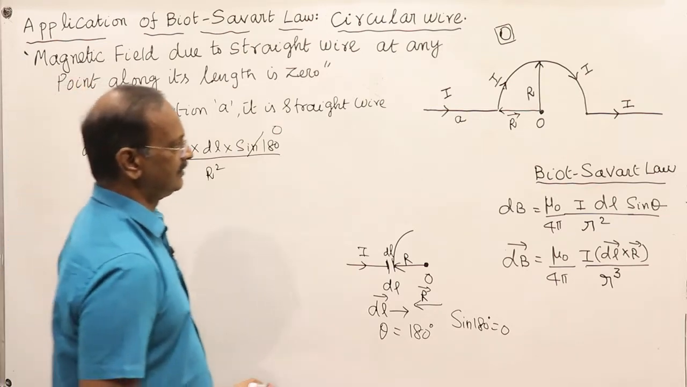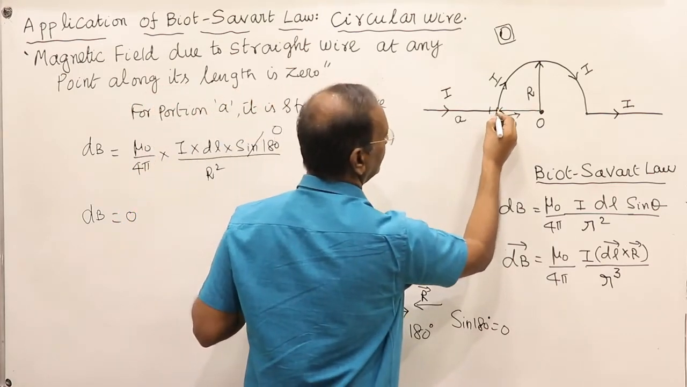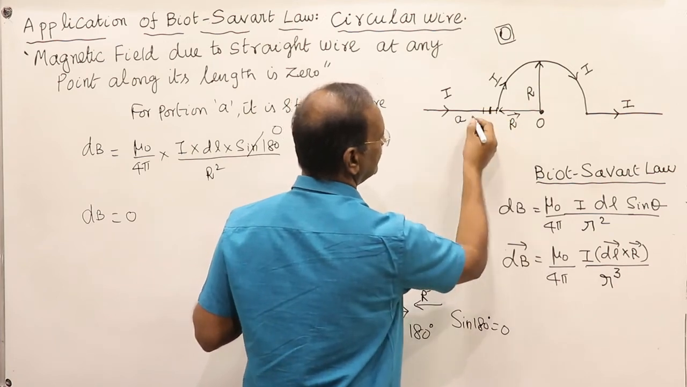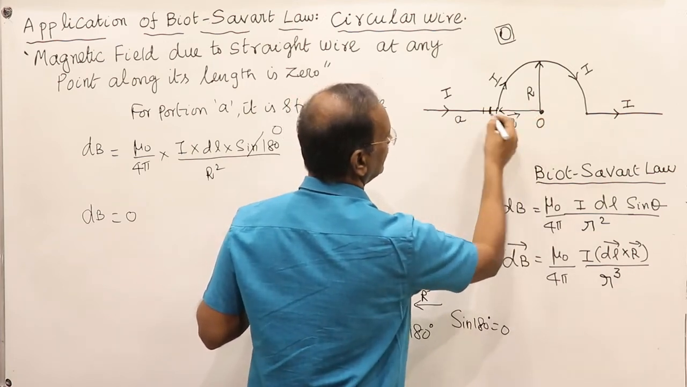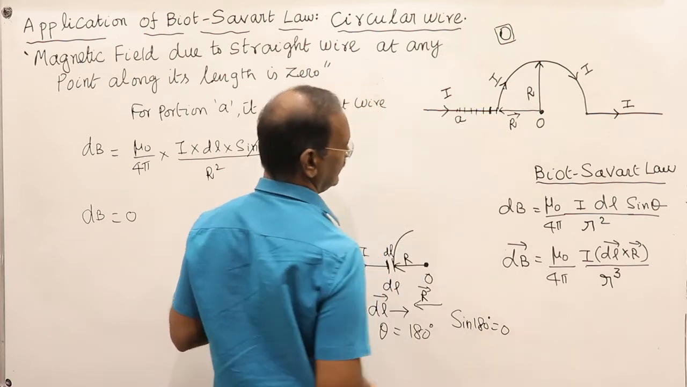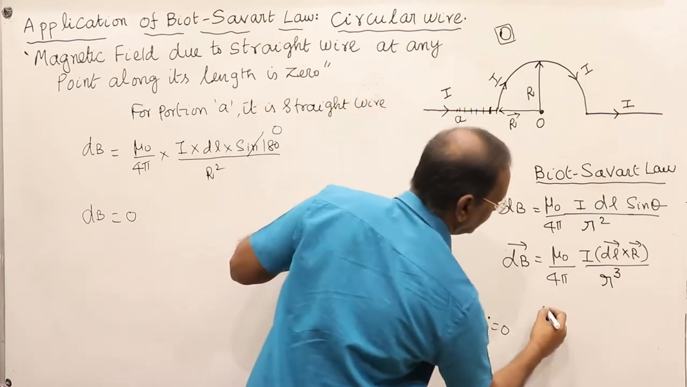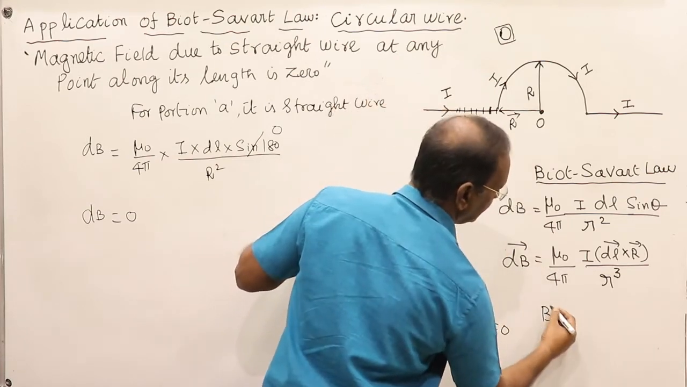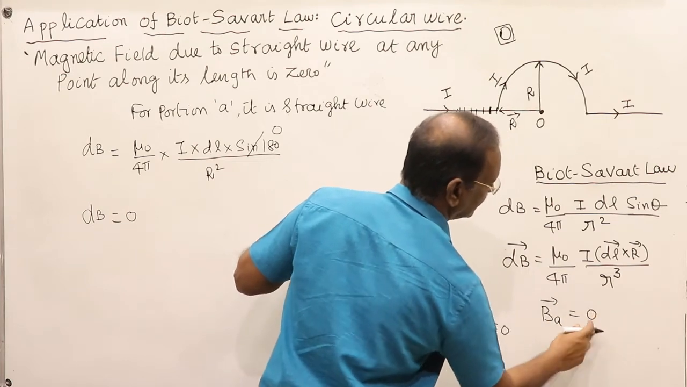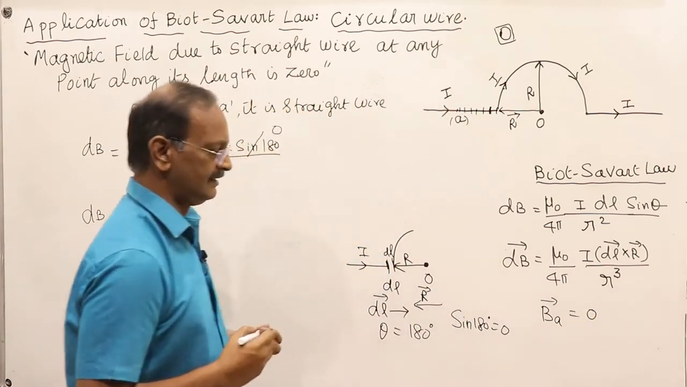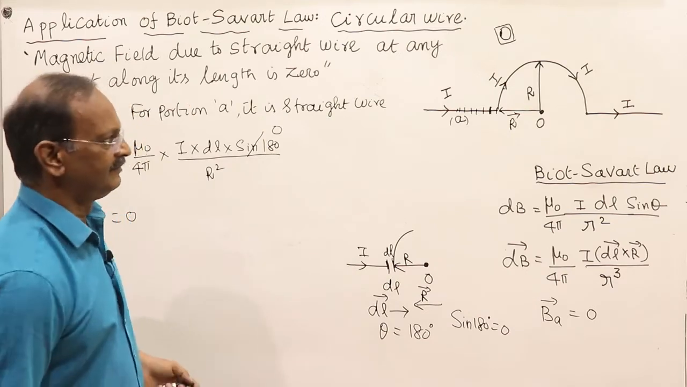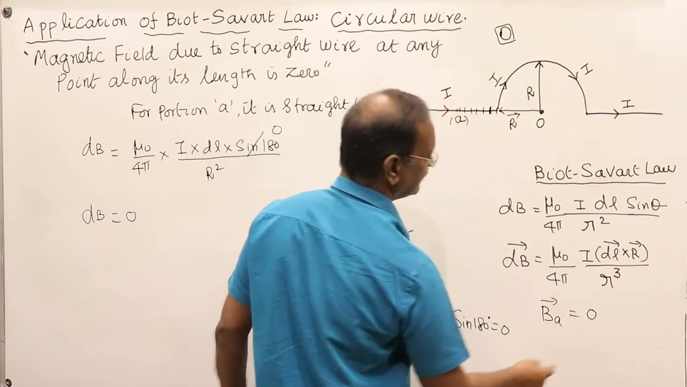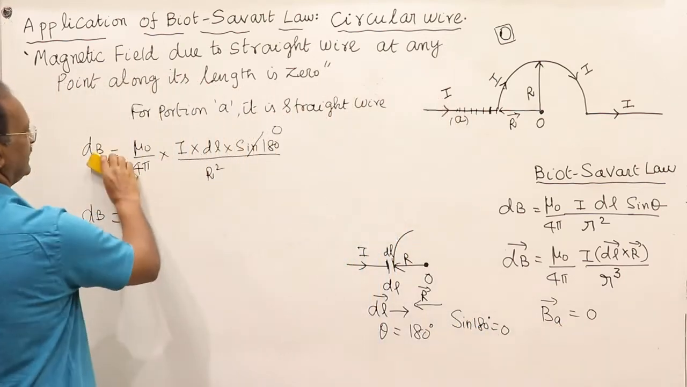It means this small current element produces a magnetic field of 0 at center O. This will also hold for every portion, because this is the r vector, this is the dl vector. So every portion will produce 0. Therefore, we can write the magnetic field produced by portion A is 0, a null vector. It is a vector magnetic field; its magnitude is 0 and 0 has no direction. So this is the first portion.